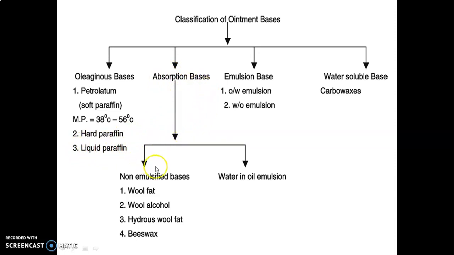Absorption bases again get classified into two types: non-emulsified bases, and water in oil emulsion, that is W/O emulsion, in which water is the internal phase while oil acts as the external phase. Non-emulsified bases are of four types, for example wool fat, wool alcohol, hydrous wool fat, and beeswax. Emulsion bases are of two types: O/W, oil in water emulsion, in which oil acts as the internal phase while water acts as the external phase, and W/O emulsion, in which water acts as the internal phase while oil acts as the external phase. Water soluble bases are the carbowaxes.